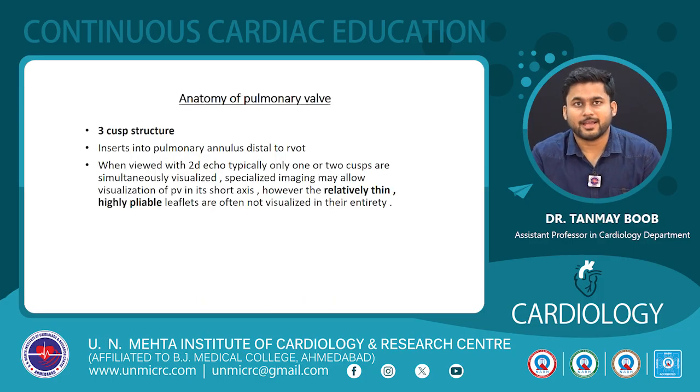Now moving on to the anatomy of the pulmonary valve, it is a three-cusp structure. It inserts into the pulmonary annulus distal to the RVOT. When viewed with 2D echo, typically only one or two cusps are simultaneously visualized. Specialized imaging may allow visualization of the pulmonary valve in its short axis. However, being relatively thin and highly pliable, the leaflets are often not visualized in their entirety.